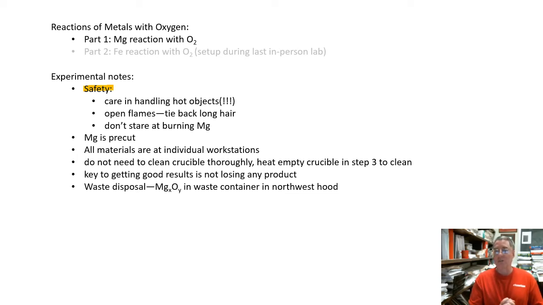We don't want any burns. Care in handling hot objects. And then open flames. So I should probably highlight all of these. It's really important if there's an open flame that we tie back, if you have long hair, that you tie it back. We have had in the past people singe their hair, and I don't want that to happen.